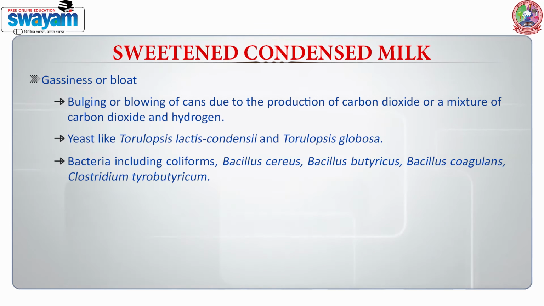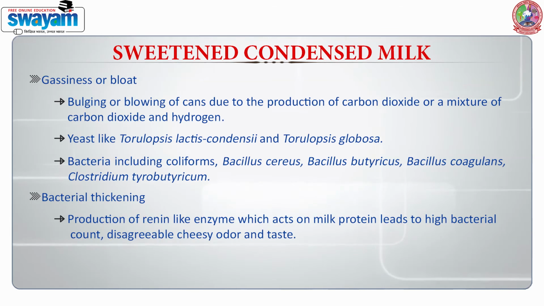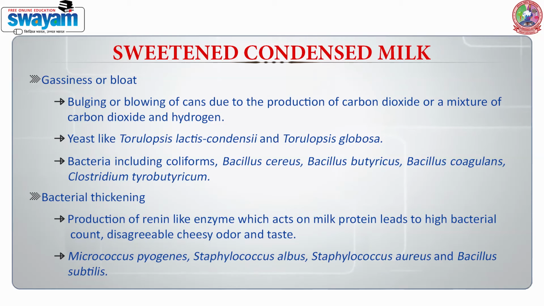Now coming over to the other defect, that's bacterial thickening. Now when we say the products are thickening, it is due to the production of rennin-like enzyme which acts on milk proteins, leads to high bacterial count, disagreeable cheesy odor and taste, and the microorganisms which are implicated are Micrococcus pyogenes, Staphylococcus albus, Staphylococcus aureus, Bacillus species. When we talk about this Bacillus species, again these are aerobic spore formers, and these are heat stable enzyme producing species.